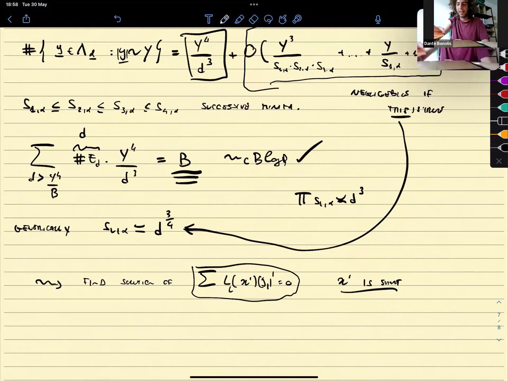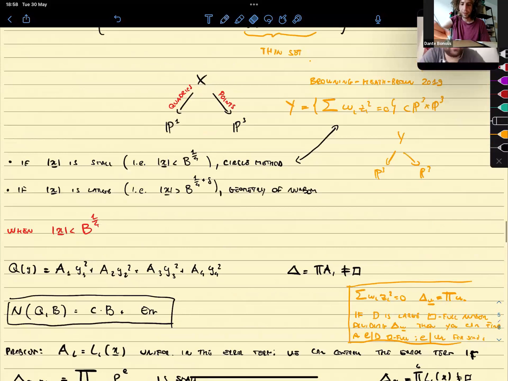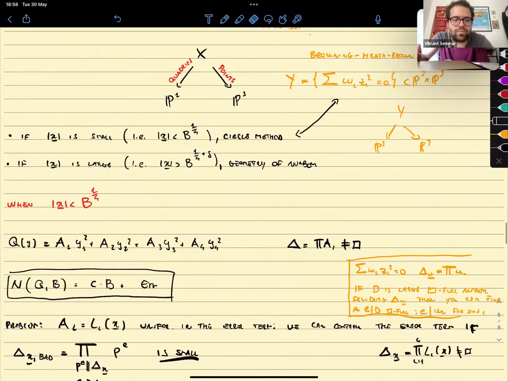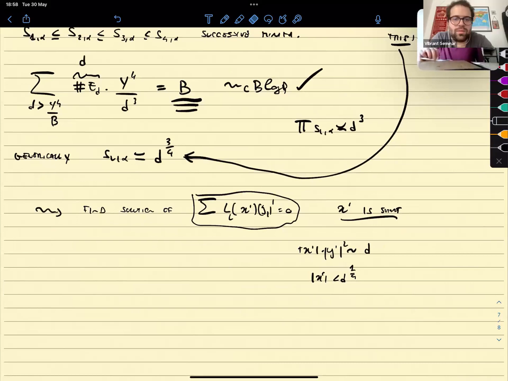No. Let's say that now you have that this x prime times y prime has size d, where d is the discriminant, and this is a square, and then your x is less than d to the power 1/4. Okay, which is exactly this range here. Yeah, more or less, roughly speaking.